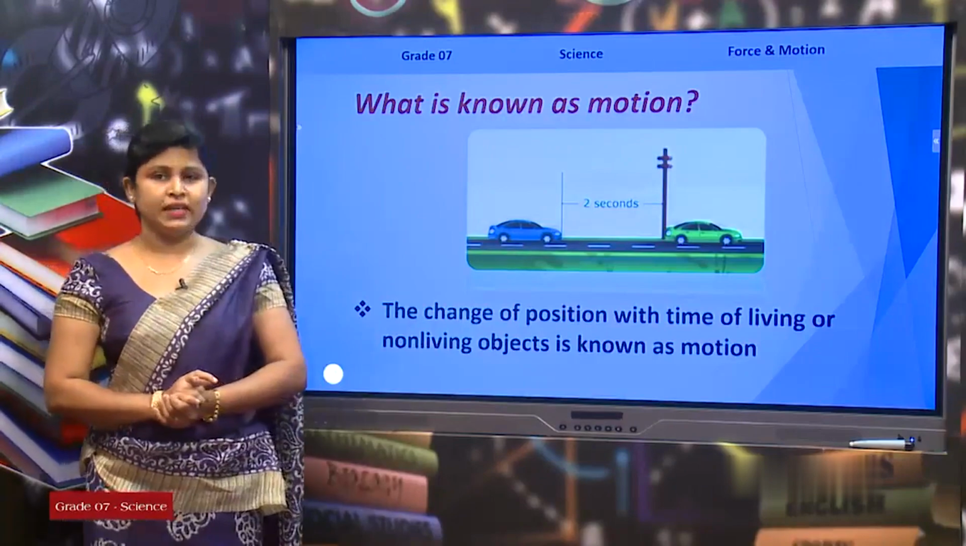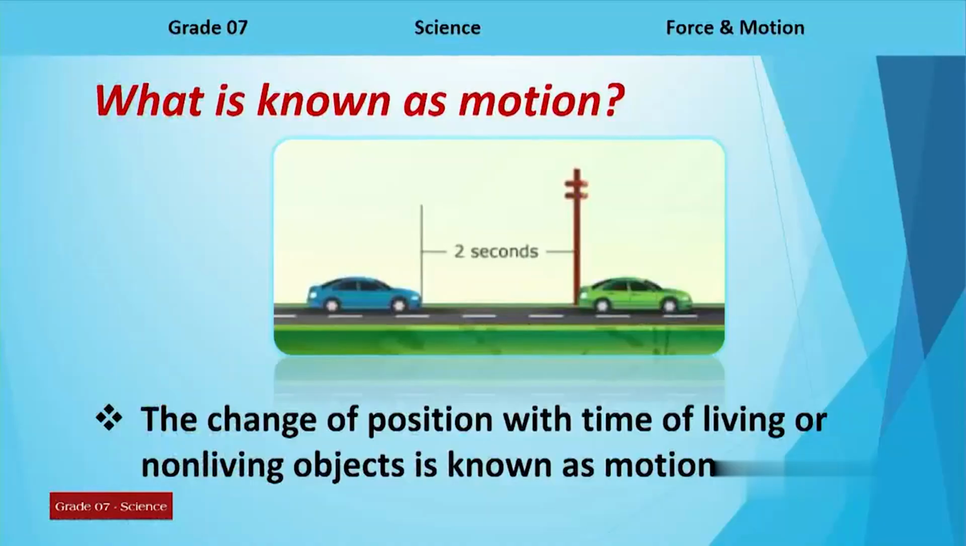what the motion is. The change of position with time of living or non-living objects is known as the motion. The change of position with time of living or non-living objects is known as motion. Now, I think you can understand what the motion is.